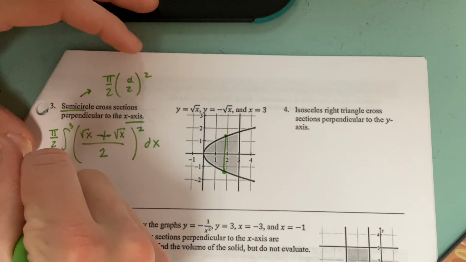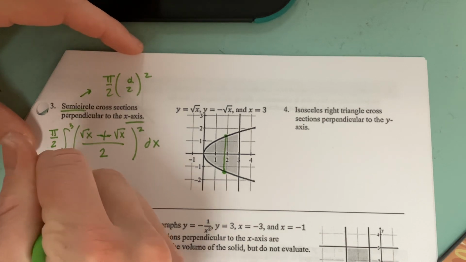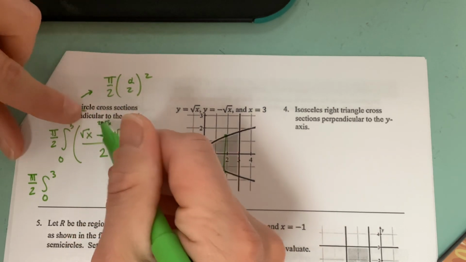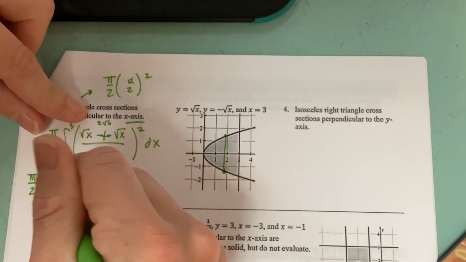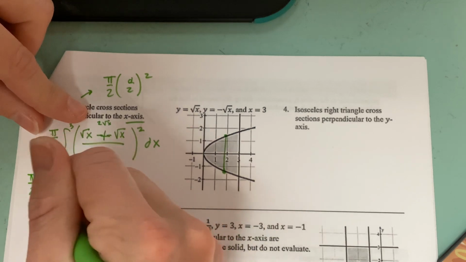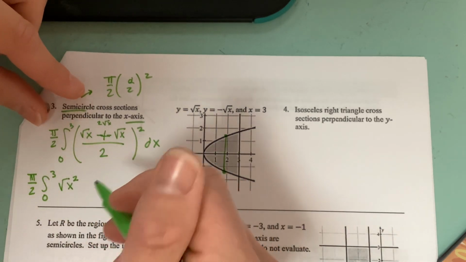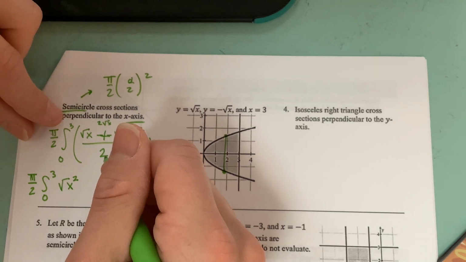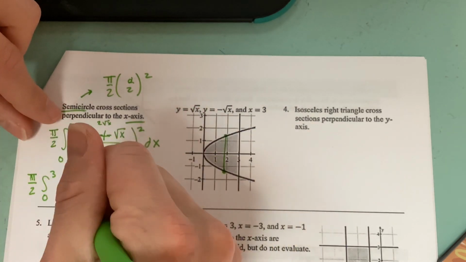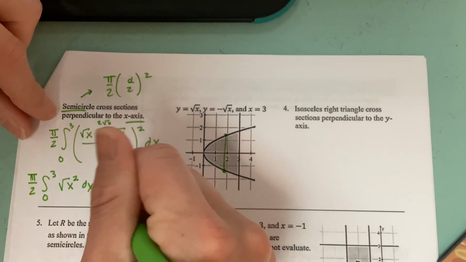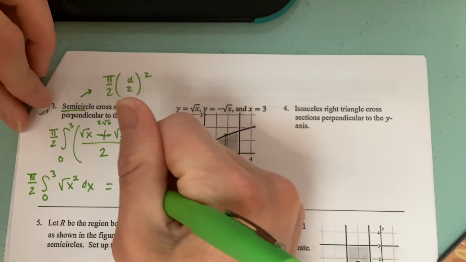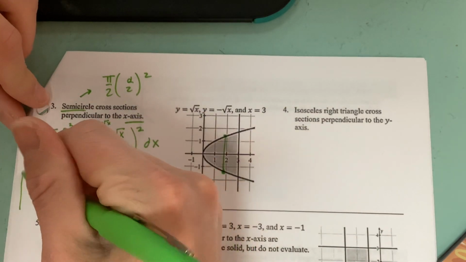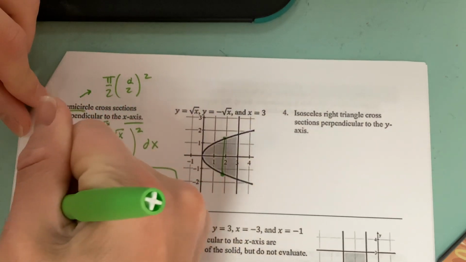If you want to, this one isn't too bad to simplify a little bit, because square root of x plus square root of x is 2 square root of x, and then those 2s are going to cancel, which is going to give you just the square root of x, squared. Which you could also cancel, but I kind of ran out of space. So I'm just going to type it in now and get 7.0685. All right.